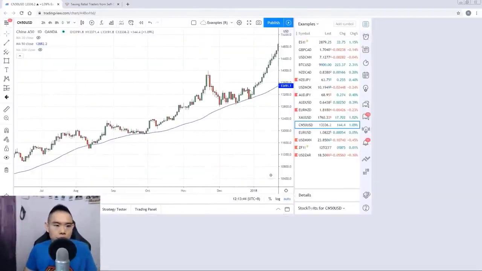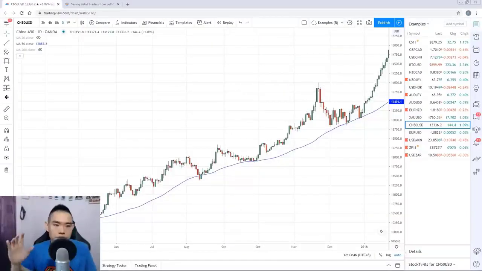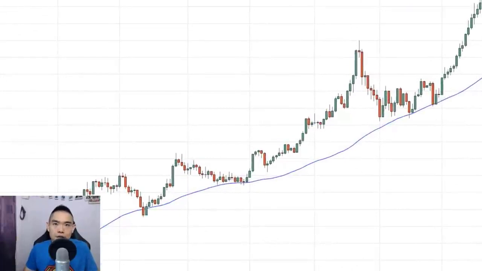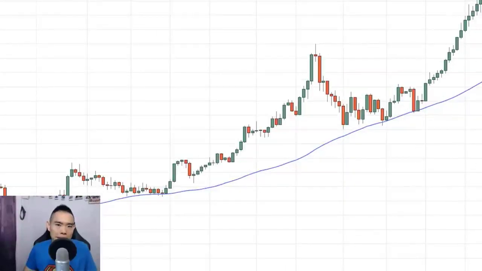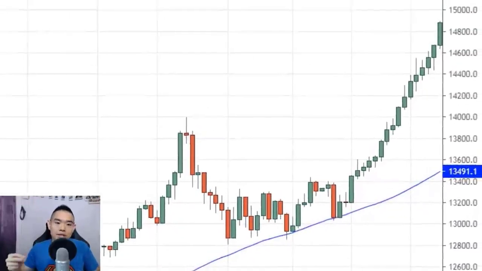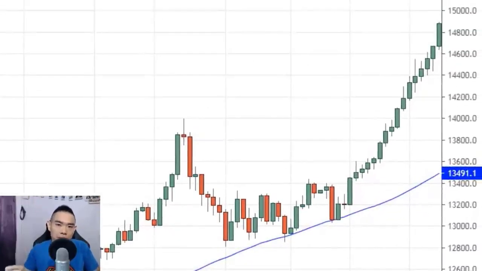If you look at this chart over here, this is the China A50 market. You can see that clearly this market is in an uptrend. It is above the 50-day moving average and it bounced off it a number of times. Once, twice, thrice over here. And as the price approached the $15,000 price point, by now you should know that you shouldn't be buying at this point because this is where the market is overstretched. This is where it could make a pullback. And this is where the price is far away from the area of value.